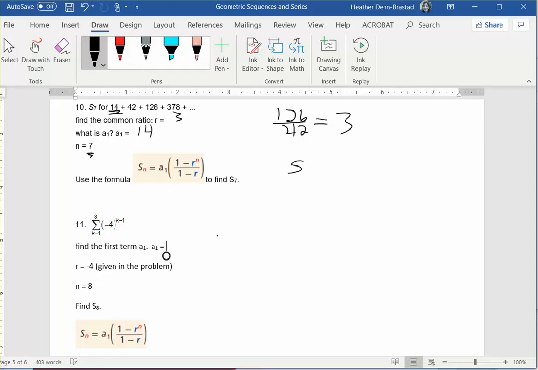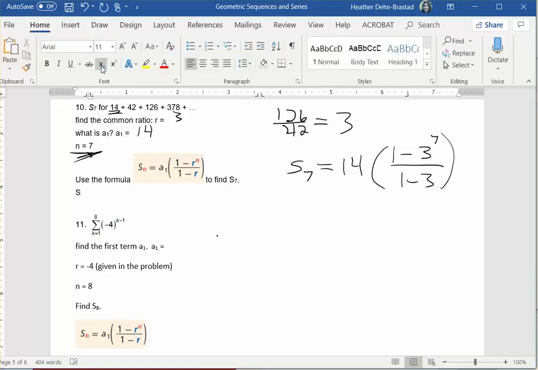So we're going to use S of 7 is equal to a sub 1, which is 14, and then in parentheses we need 1 minus the common ratio of 3 to the n power. So that's 3 to the 7th, n is 7, and r is 3. And that's all over 1 minus the common ratio. Now how would I write this if I was typing, if you were using the Word tools? So S of 7, that's capital S of 7, we have a subscript button here, so I can do the 7 like that. That's the easiest way to do this.